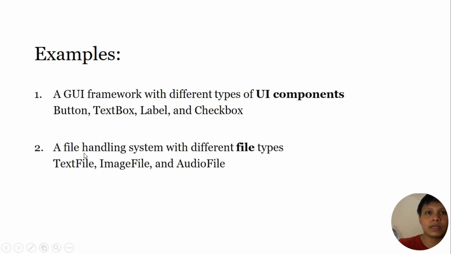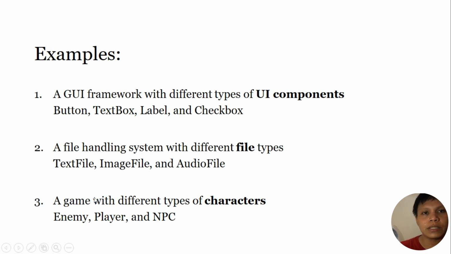So, yun. Another example is a file handling system with different file types. So, let's say, for example, text file, image file, and audio file, they have a common method called open. But, yung open method has a different behavior depende sa class. So, open method, iba sa text file, iba yung behavior ng open method sa image file. Yung open method is also different sa audio file, and so on and so forth. And let's say yung common base class nila is a file class.